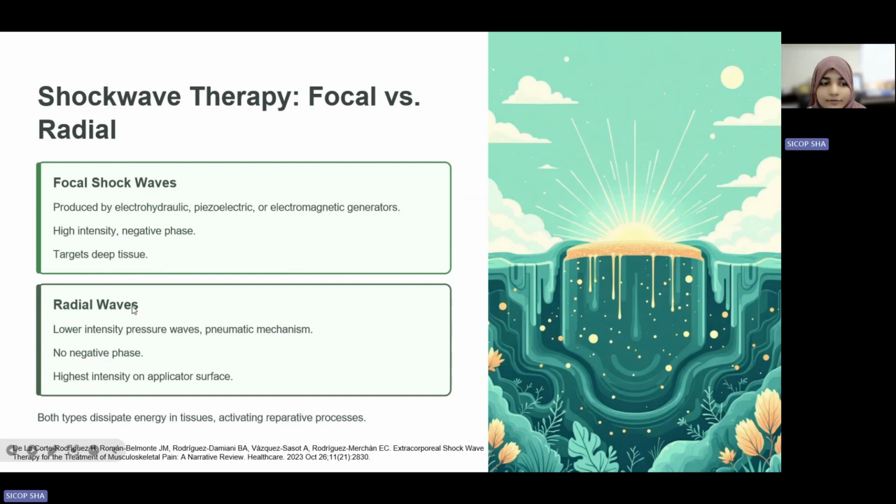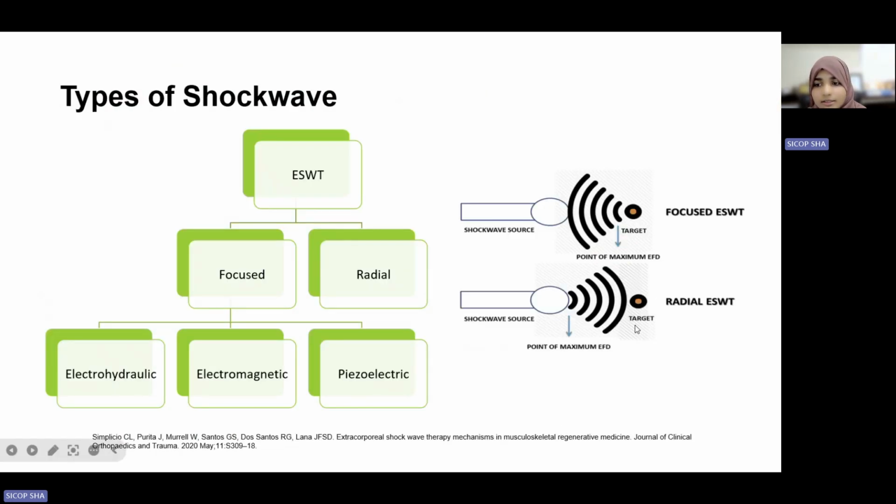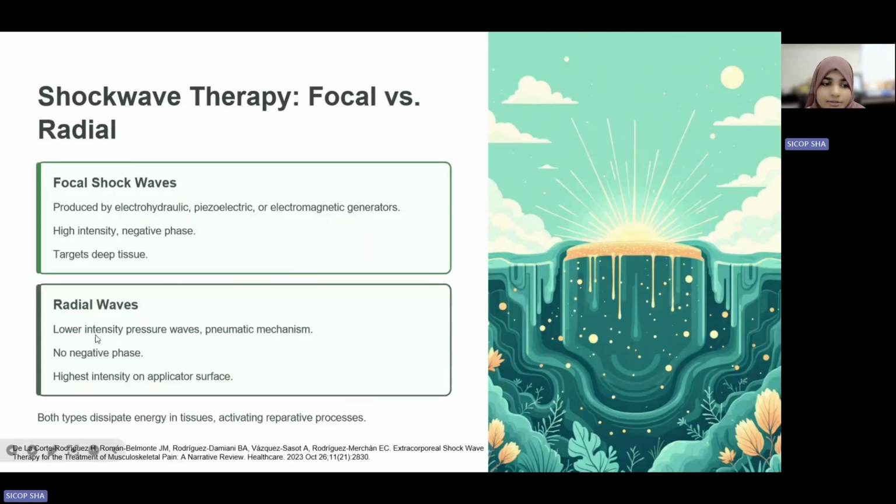And for the radial wave, as in the previous diagram which we have seen, it is dissipating when it is getting closer to the target tissue. So radial shock wave has no negative phase. It has higher intensity on the applicator surface, but once it reaches the target area, there is divergence of the phase. So the radial waves are majorly for superficial areas, and the focused shock waves are majorly for the deeper structures. But both types dissipate energy in tissues and they help in activating the reparative process of healing.